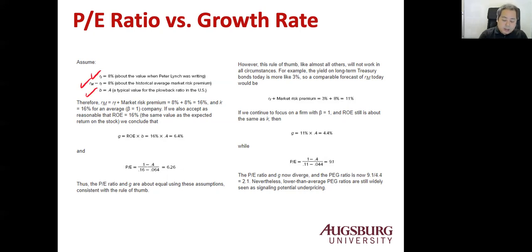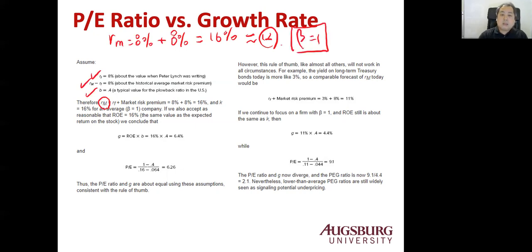So your expected return on the market should be the risk-free rate, 8%, plus another 8% premium, so 16%. So let's say this is K, the market capitalization rate for a beta equals 1 company, because beta equals 1 means that the risk is at market level, right?